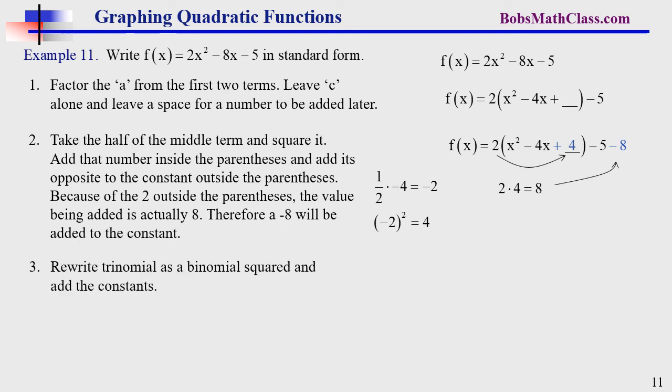Okay, now we can rewrite it as a binomial squared. So that's 2 times x minus 2 squared minus 13.